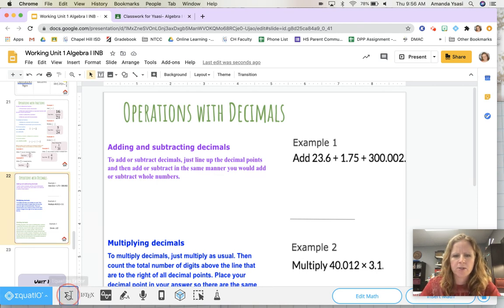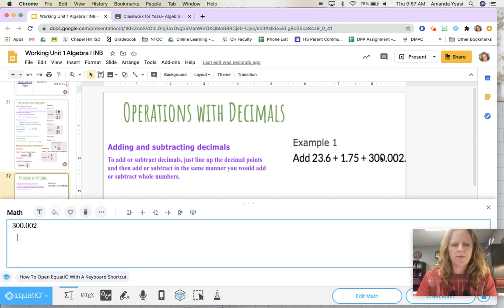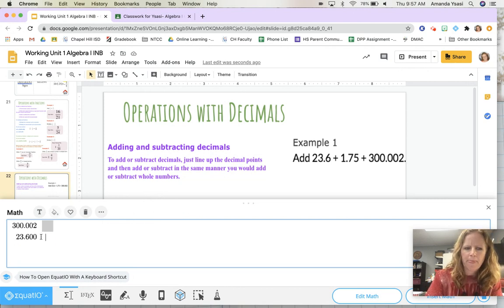So we are going to do Equatio for this. The number with the most digits in front of the decimal would go first. So 300.002 plus 23.6. Let's line them up. But I have 2 spots there, so I need to do 0, 0. Looks like it's not quite lined up. I'm going to back it up a little bit.